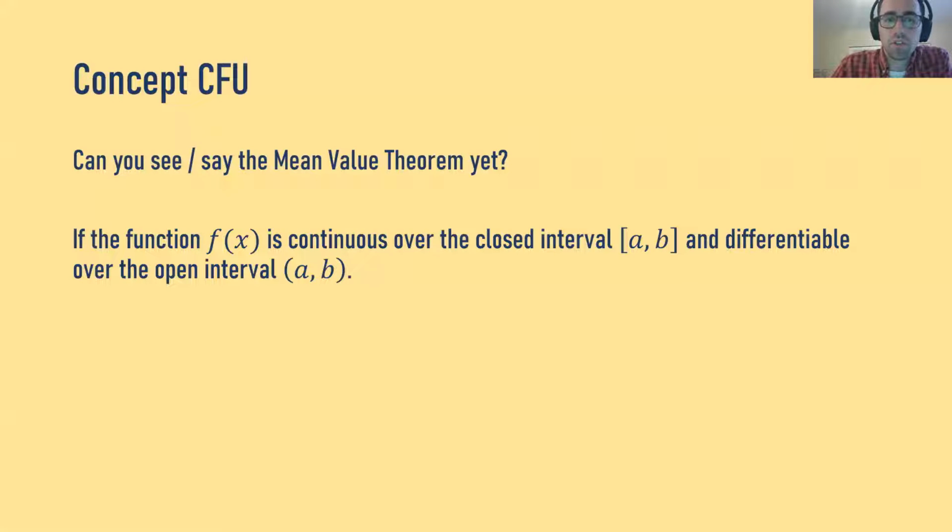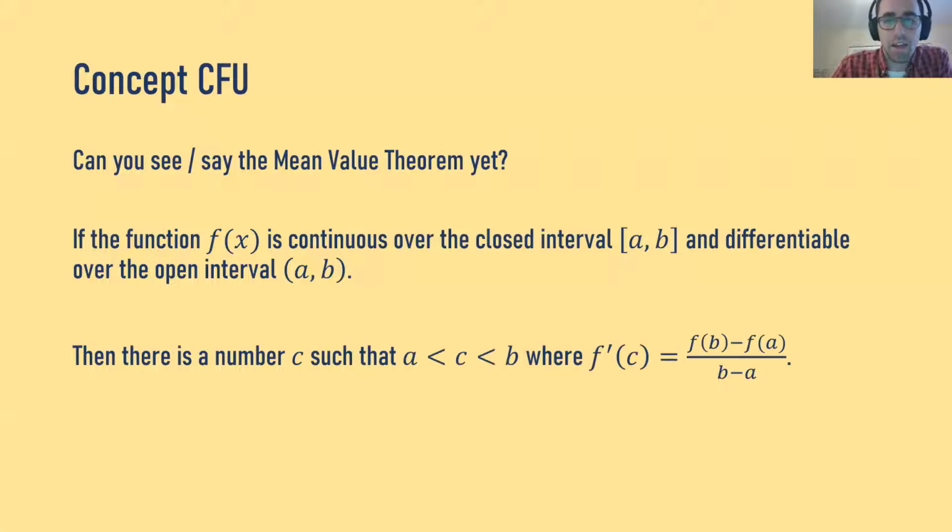And here it is. If the function f of x is continuous over the closed interval AB, and differentiable over the open interval AB, then there is a number C such that A is less than C less than B, where f prime of C is equal to f of B minus f of A all over B minus A.